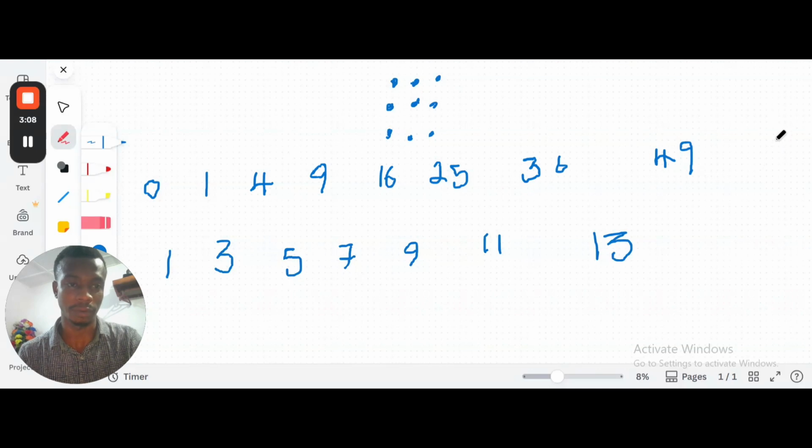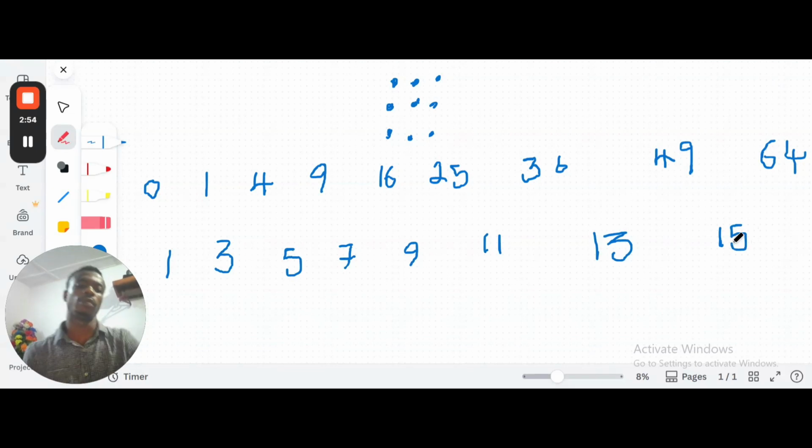And you can guess that from 49 to the next square number of 64, without having to calculate it, we can guess it's going to be 15. Why? Because here is a pattern we are seeing. From 64 to the next square number of 81, we can guess it's going to be 17. Now, these square numbers increase in increments of the next odd number. If you can find the next odd number, you can find what the next square number is going to be. And I think that's a very interesting pattern.